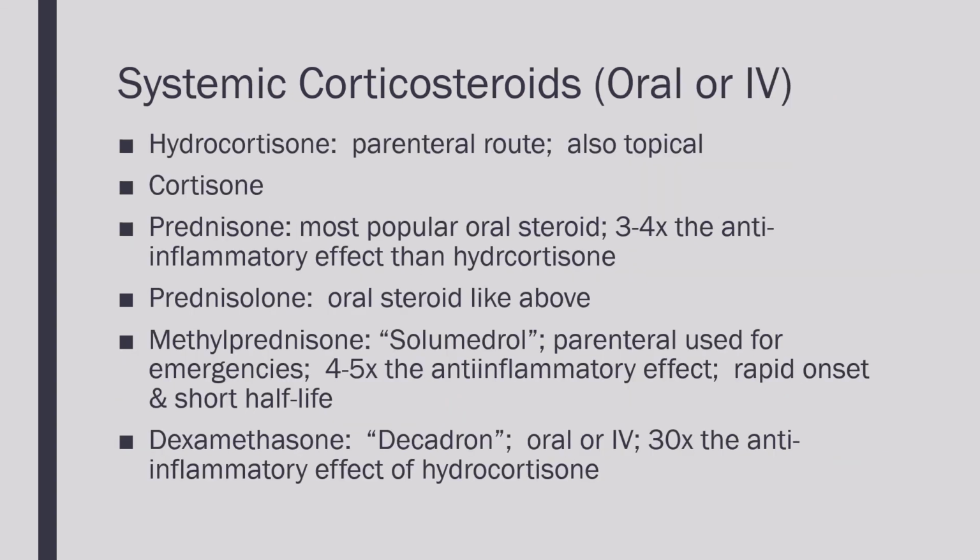So let's talk about systemic steroids versus aerosolized corticosteroids. When we're looking at systemic steroids, we're looking at oral or IV steroids. Hydrocortisone is one that we've seen out there, and it's a parenteral route. It's also a topical that you'll see out there as well. People use it for things like rashes. Cortisone is another one you'll see. Prednisone is the most popular oral steroid, so oral pred. If you hear me talk about oral prednisone, that's oral prednisone.